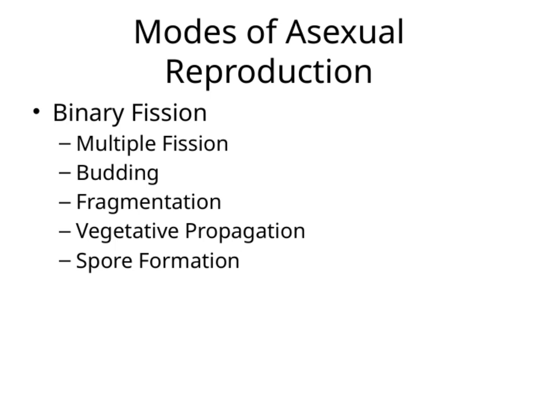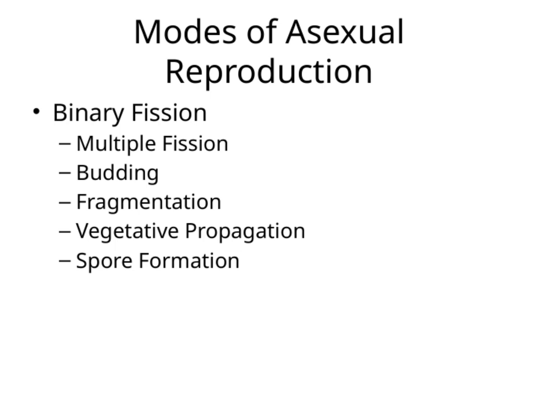Next is multiple fission, where the nucleus divides multiple times before the cell splits, producing several offspring at once, often seen in certain protists. Then there's budding, where a new organism develops as a small outgrowth or bud on the parent, which eventually separates. This is typical in yeasts and some invertebrates.